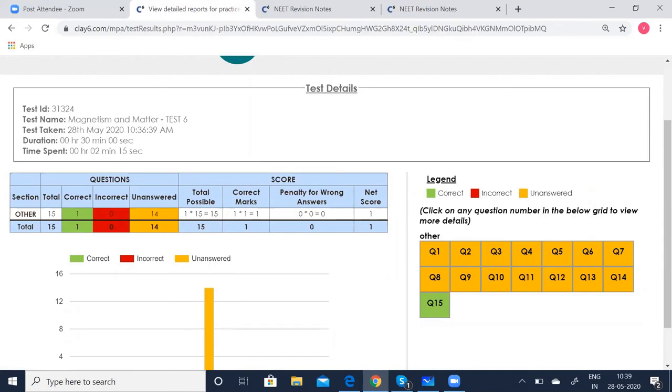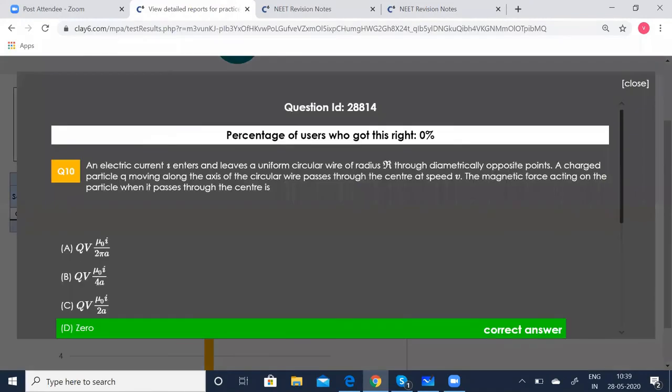If you want to verify where you went wrong, say for example, I'm going to the 10th question. See, an electric current, the correct answer is going to be 0. Electric current I enters and leaves a uniform circular wire of radius R through diametrically opposite points. There is going to be the entry and exit at 2 different points. So let us see the option that is given. The correct answer is 0.